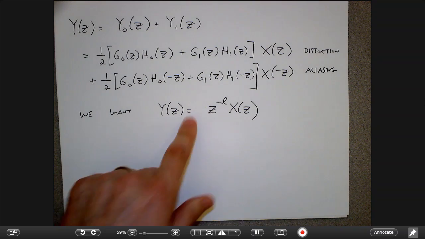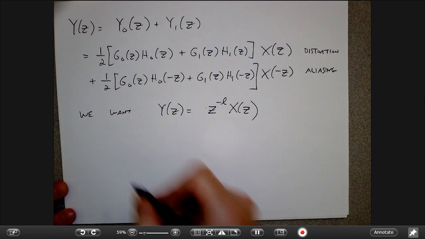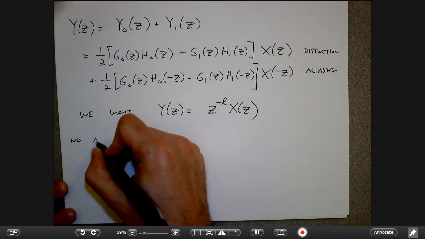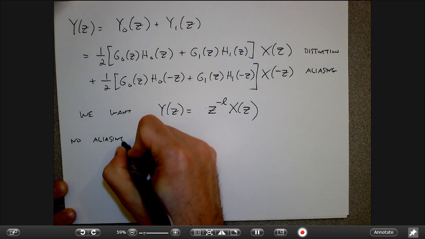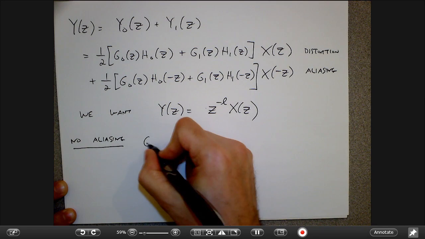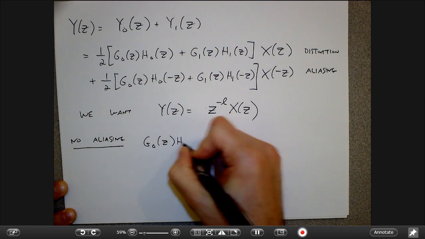And so for this to happen, what we need are two properties. For no aliasing, we need this whole second term to be 0.